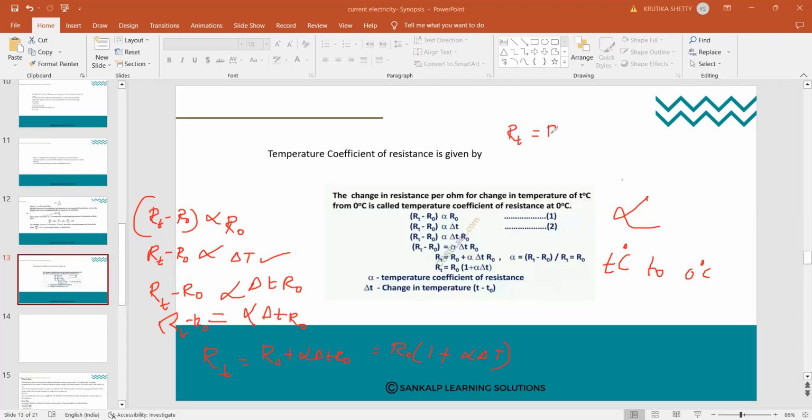So this is my formula: RT is equal to R naught into bracket 1 plus alpha delta T, where alpha is the temperature coefficient, delta T is the change in the temperature. In the exam or in a question, if the change in temperature is given, you can write this delta T as T minus T naught also. Delta T can be written as T minus T naught. Correct? So this is the temperature coefficient of the resistance.